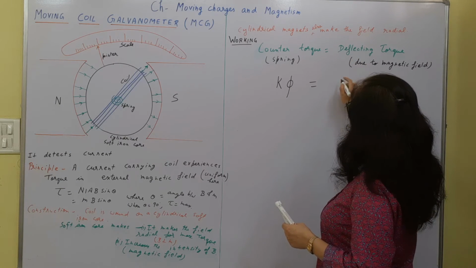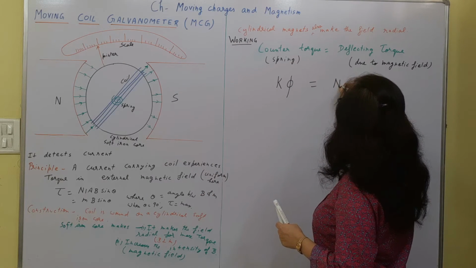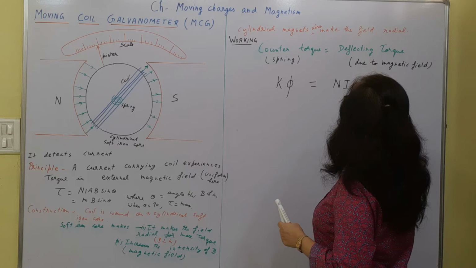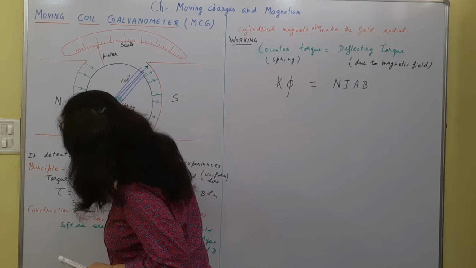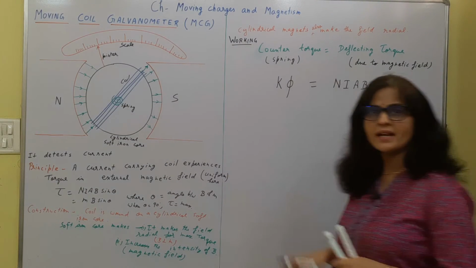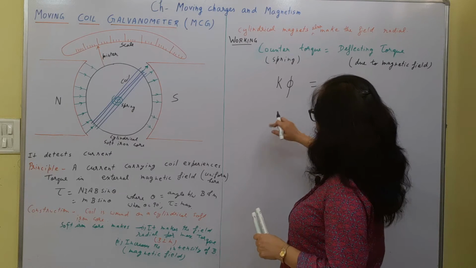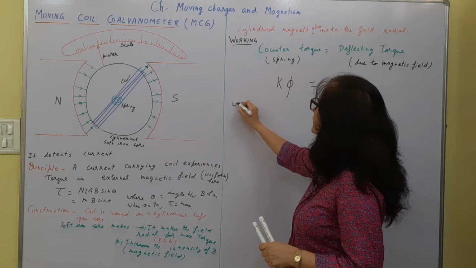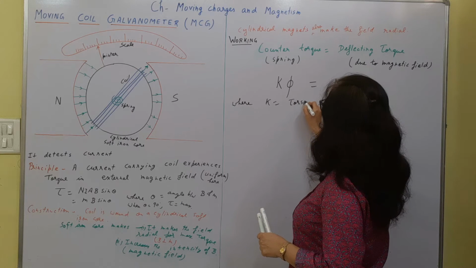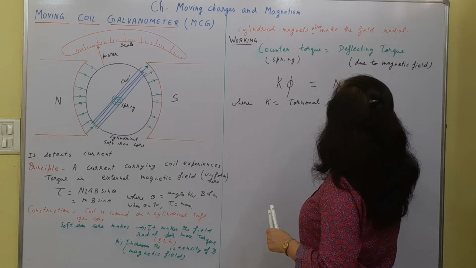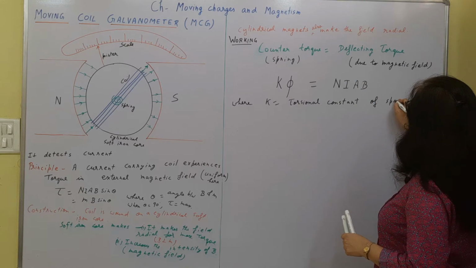This is deflecting torque. Deflecting torque, as I just told you, is NIAB, because this is the torque due to the magnetic field, which is maximum due to the radial magnetic field. So this will be NIAB, and this K is called the torsional constant of spring.